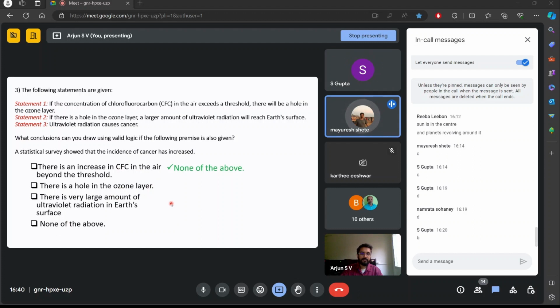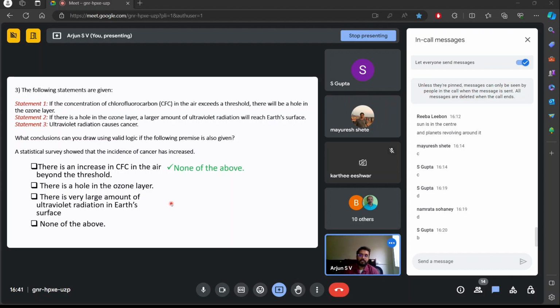Can we say that having cancer is a general statement, and that statements 1, 2, 3 are very particular with respect to the CFC and the ozone layer? So when we are talking about the very general cancer, we may not be correct. We are talking only about specifics here, and that's why none of the above applies. Yes.